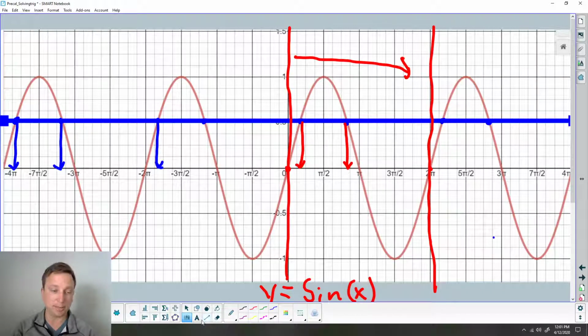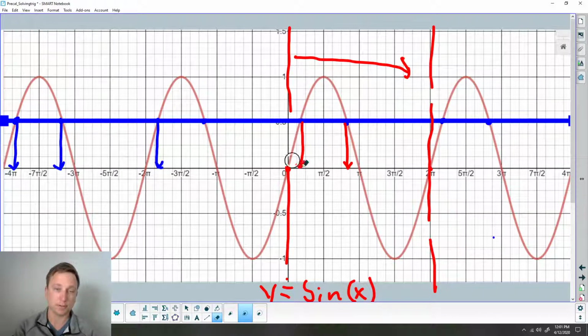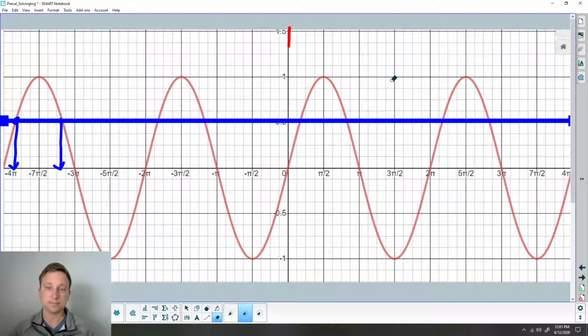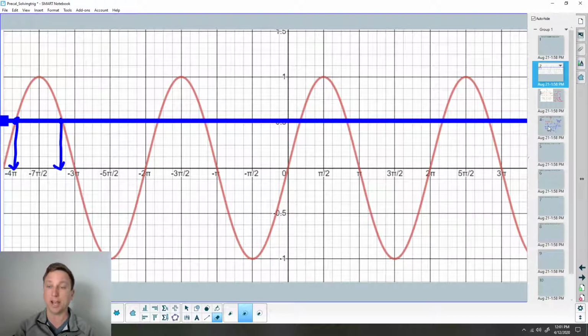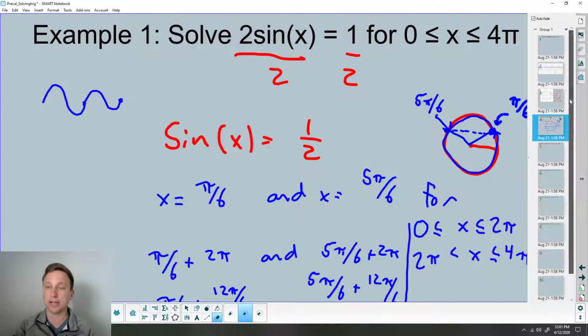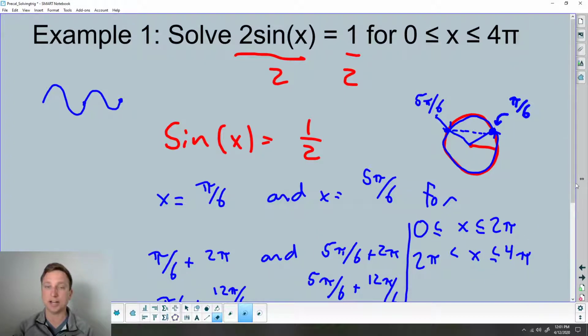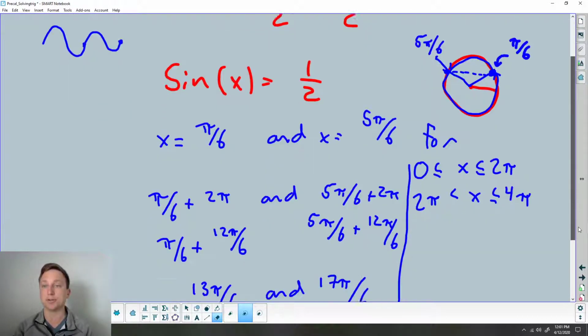Let's clean this up. Okay, let's use the mouse to clean this up. So here's from 0 to 2 pi. It achieves it twice. Here's from 2 pi to 4 pi. It achieves it 2 more times. We have 1, 2, 3, 4 values where it reaches 1/2, on the way up and on the way down. So in the end, we would say there are 4 values where sine x equals 1/2, or 2 sine x equals 1, from 0 to 4 pi.